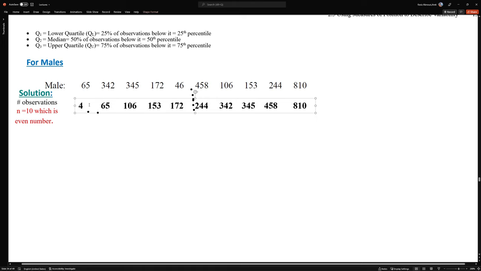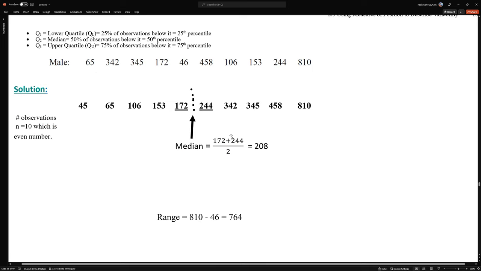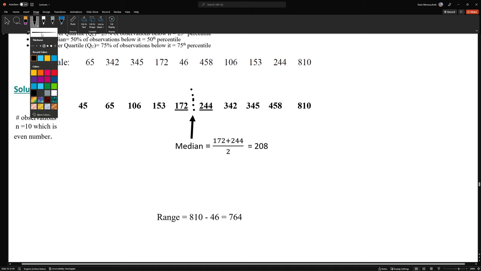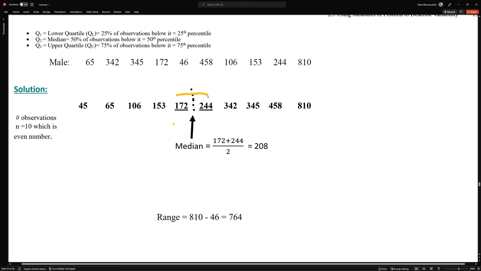So this is actually 46 up to 810. After doing that, we notice there are 1, 2, 3, 4, 5 numbers on the left side and 5 numbers on the right side. It means that there isn't any middle value to instantly calculate the median. That's why we take the average of the two middle numbers. It's because there isn't any middle value when the number of data points is even.